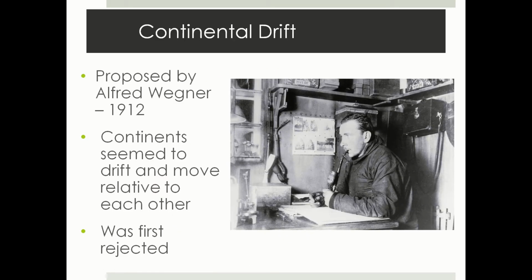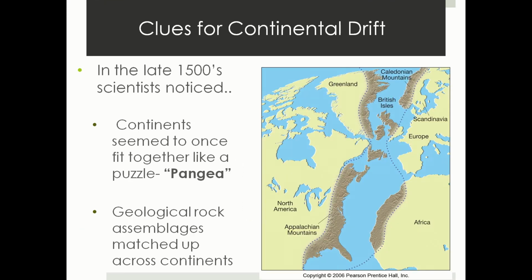The first concept that we will be going over is the concept of continental drift. It was first proposed in 1912 by scientist Alfred Wegener, who noticed that continents seemed to move and drift relative to each other. At first, his ideas were rejected due to the lack of a plausible mechanism for this happening. The concept of continental drift, however, reaches far further back than the early 1900s.